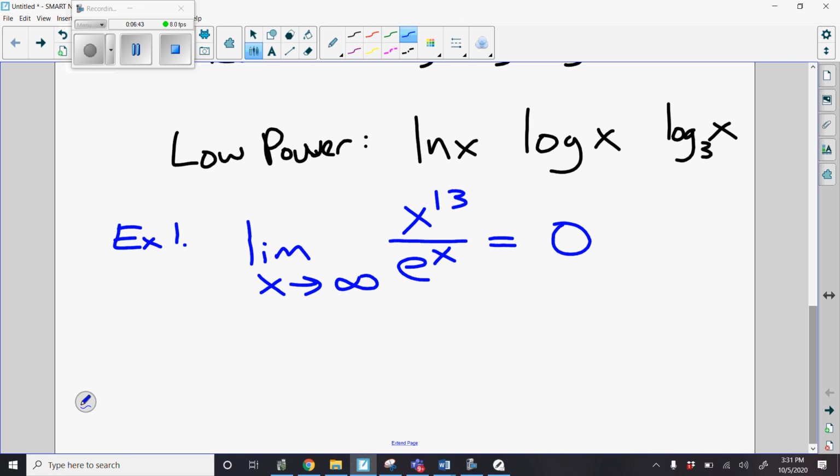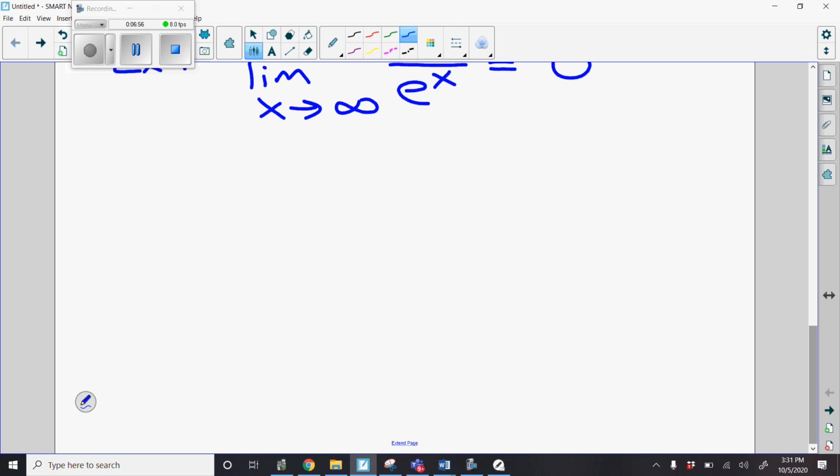But I want to talk a little bit about e to the x, these exponential functions, because when we start including negative infinity here, we've got some interesting things happening. So first off, it's very helpful to understand what the graph of e to the x looks like.